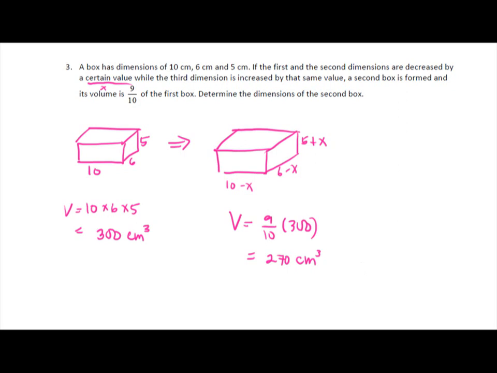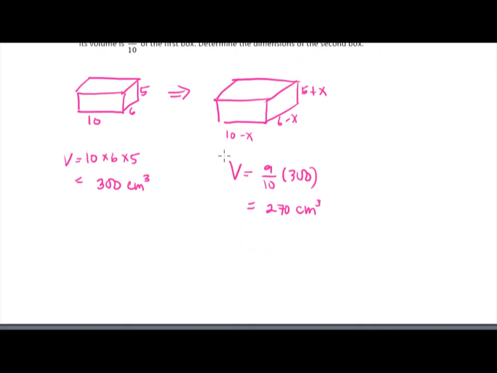Okay, now we need to form an equation containing that x. Since we have the volume equal to 270, the volume with respect to x of the second box is 10 minus x, the length, and 6 minus x, the width, times 5 plus x, the height. And we know that the volume will be equal to 270.